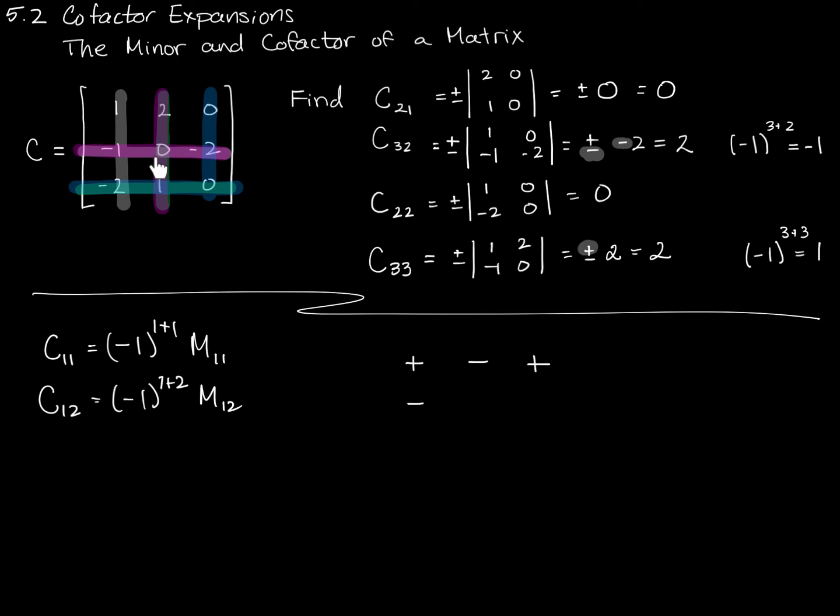Row 2, column 2, 2 plus 2 is 4. -1 to the fourth power is positive. Row 2, column 3, 2 plus 3 is 5. -1 to the fifth power is negative. Row 3, column 1, 3 plus 1 is 4. -1 to the fourth power is positive, and so on, and the pattern just continues alternating like this.